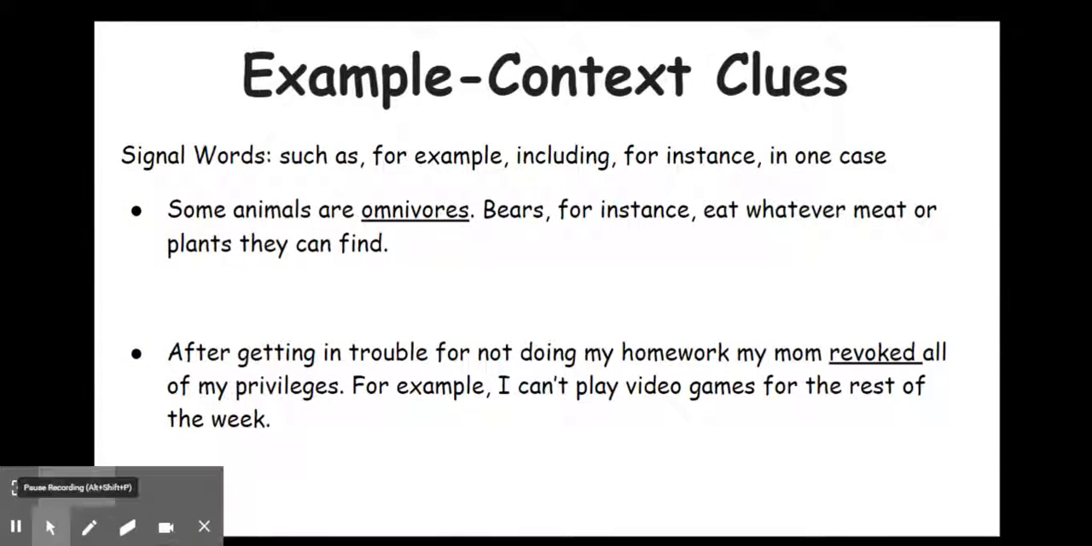Our next type of context clue is an example. This type of context clue is often signaled by these words: such as, for example, including, for instance, or in one case. Let's read our first example. Some animals are omnivores. Bears, for instance, eat whatever meat or plants they can find.